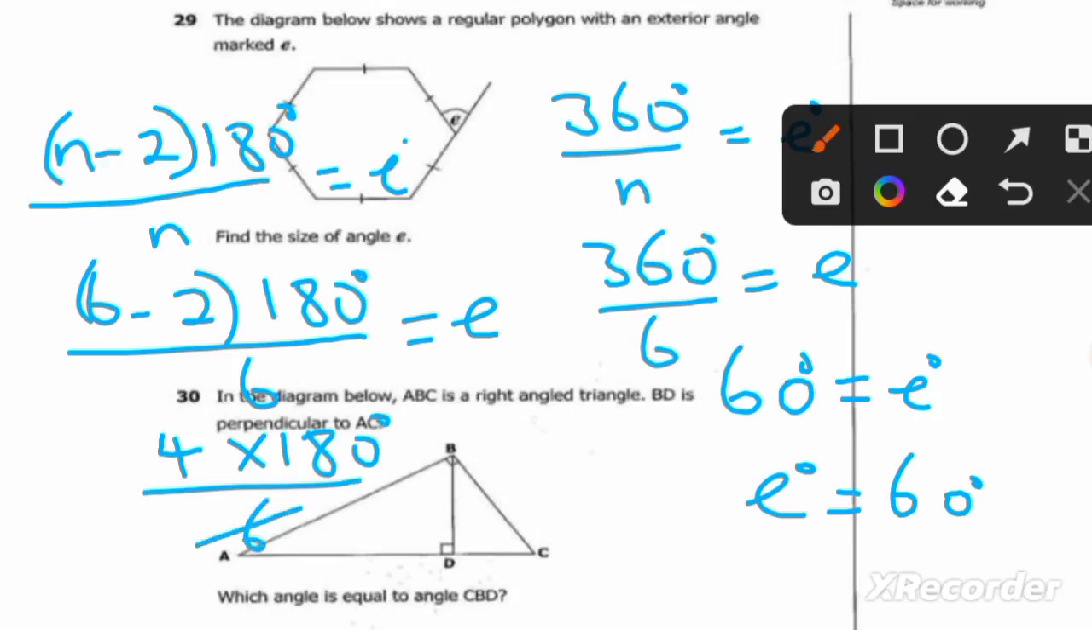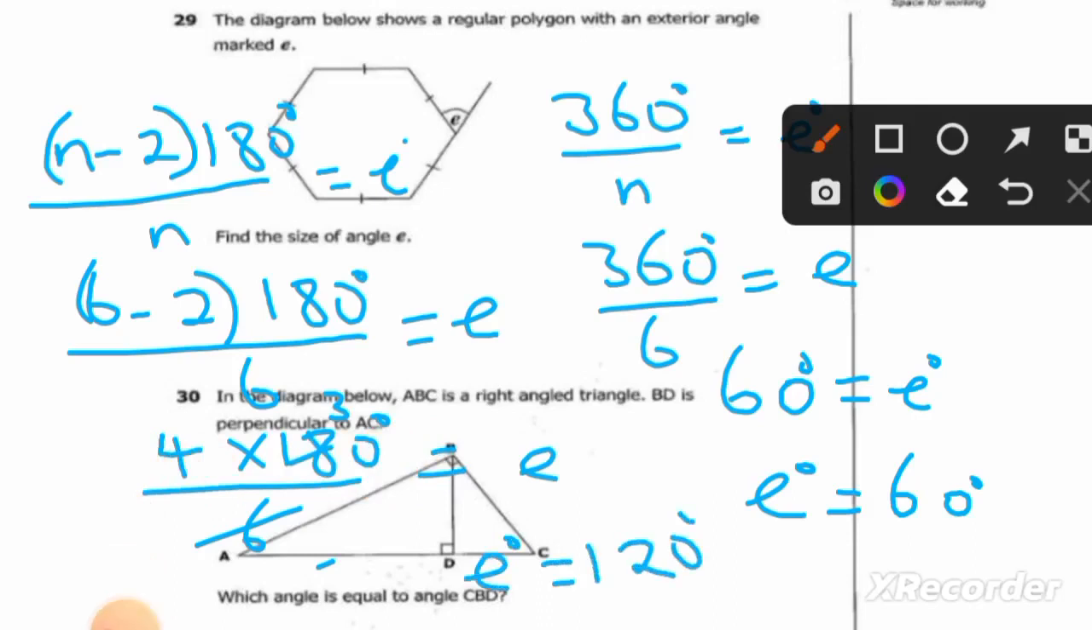6 into 6 is equal to 1. 6 into 18 is equal to 3. So here we are going to have 30. So we are going to say 30 times 4 is equal to 120. So therefore the interior angle is equal to 120.